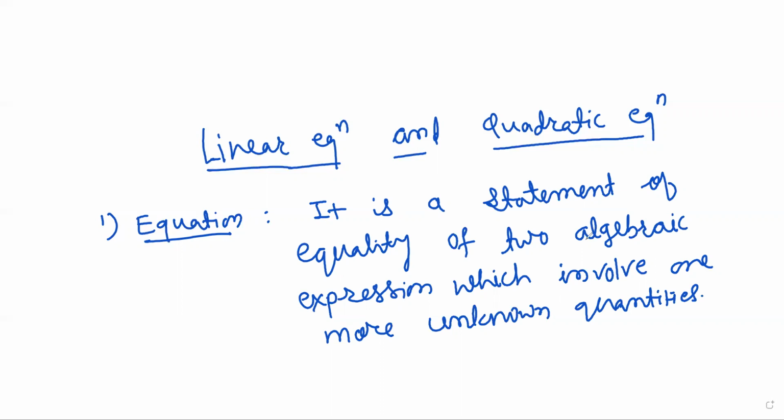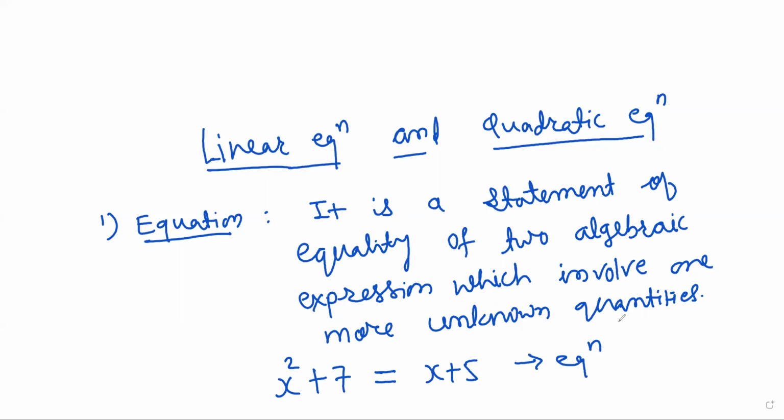Consider two algebraic terms. For example, consider x square plus 7 and x plus 5. Right? Here, the statement of equality, that is, these two terms are equated by is equal to sign. Then this complete term is called an equation. Right? This is the mathematical statement of equality. Here, left hand side is equal to right hand side.